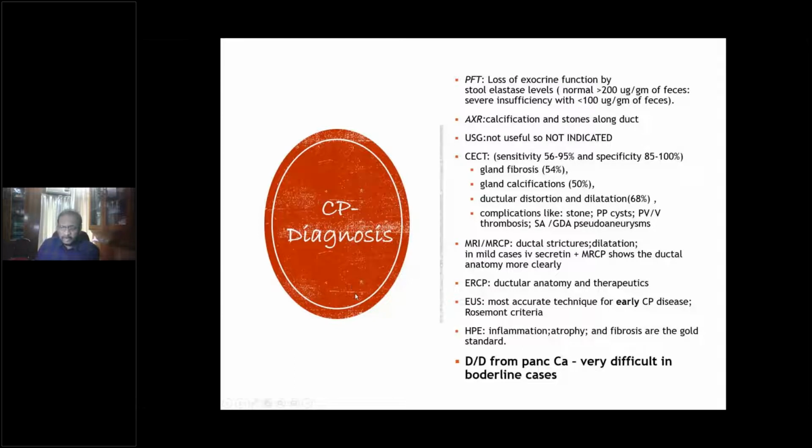But ultimately, the bottom line is that whenever you're trying to diagnose chronic pancreatitis, you have to differentiate it from pancreatic cancer. Why? Because the clinical, the histological, and the diagnostic imaging methods are so similar. The results are so similar among the two that it becomes very, very difficult to differentiate in borderline cases. Full blown pancreatic cancer, nothing to differentiate. Yes, this is pancreatic cancer. But if you have borderline cases, it's very, very difficult, right?